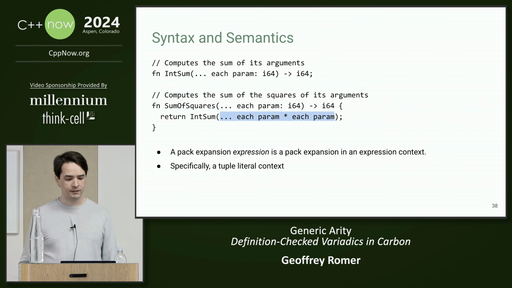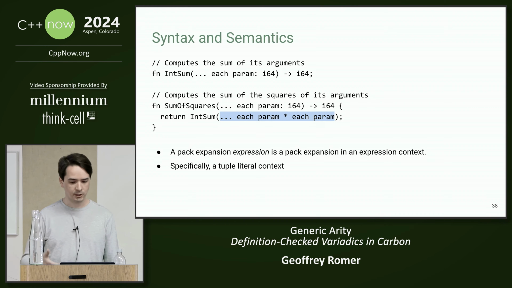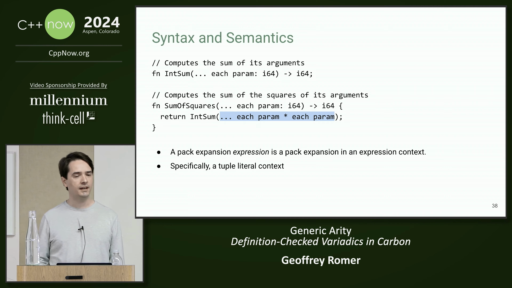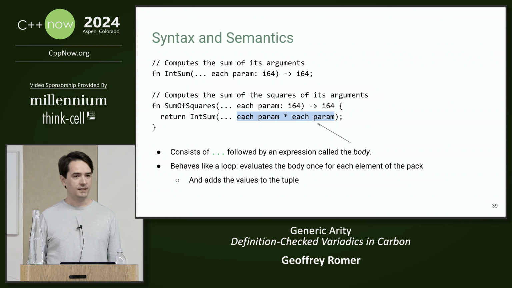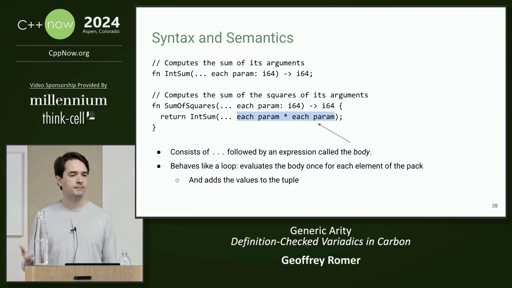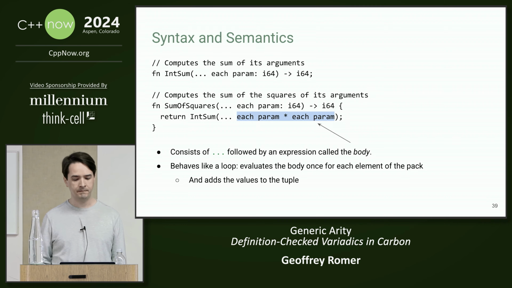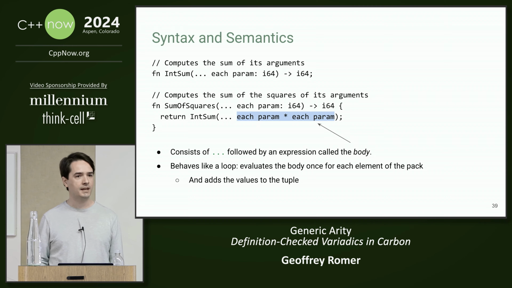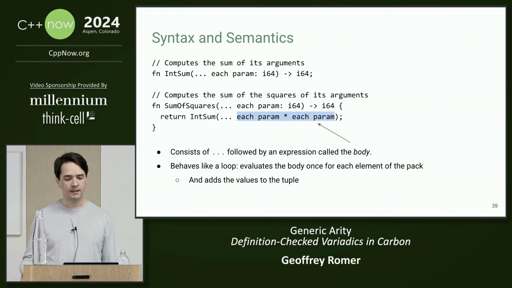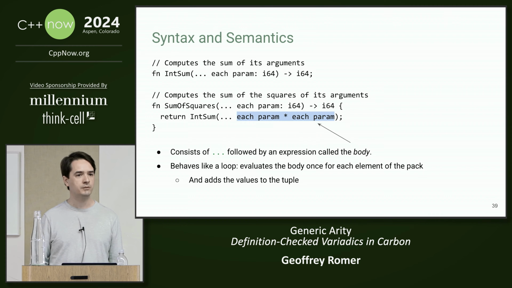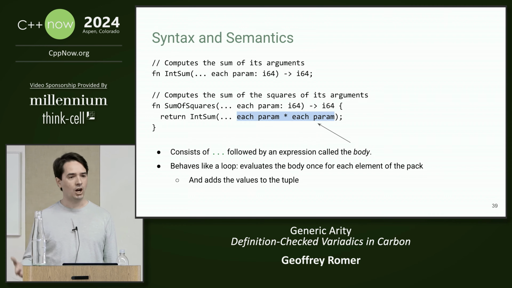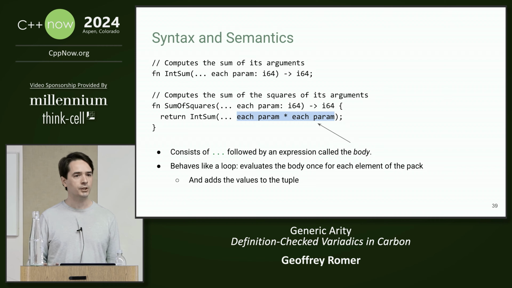Here's an example of a call to int sum. When a pack expansion occurs in an expression context like this one, it's a pack expansion expression. And it can only occur inside a tuple literal. It consists of an ellipsis followed by the body, but the body is an expression. And it's a compile time loop like a pack expansion statement. But since the loop body is an expression rather than a statement, each iteration produces a value. And then all of those values become elements of the enclosing tuple.